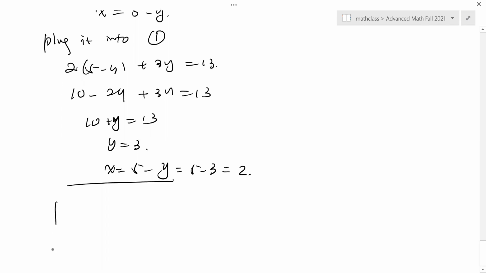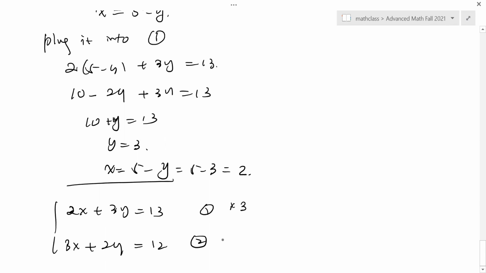Now, if you really want to use the elimination method, what are you going to do? You want to eliminate one variable, right? So I want to make the coefficients in front of x the same. What I'm going to do is multiply equation 1 by 3 and equation 2 by 2. So I get 3 times 2 is 6, 3 times 3 is 9, and 3 times 13 is 39. And here, 2 times 3 is 6, 2 times 2 is 4, and 12 times 2 is 24.